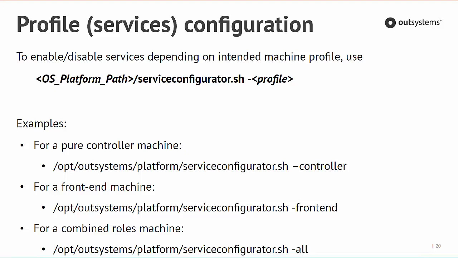This will change the machine-based service configuration by disabling, and not just stopping, the OutSystems services that are not needed for the profile that we are selecting. This means that it is maintained between machine reboots. As soon as we execute this script, next time we reboot the machine, it will remember what profile is in place.